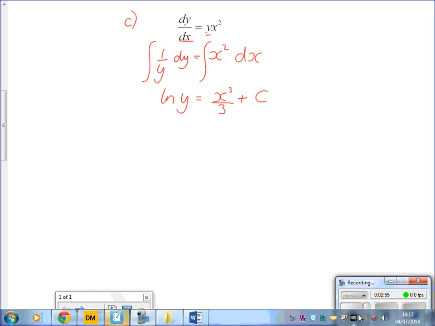From this point on, the same as the last question then, y is e to the power of x to the power of 3 over 3 plus c, and splitting the c off, putting the constant in front. All the steps are shown on the previous question. That's my general solution.